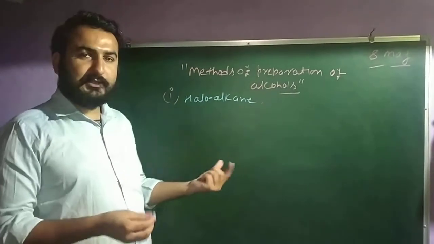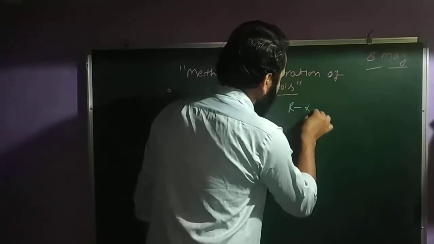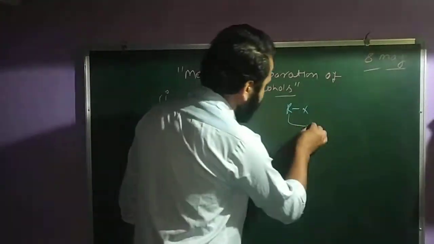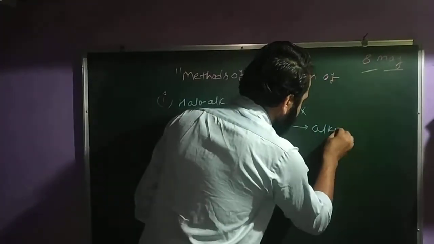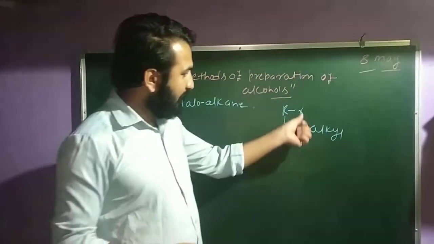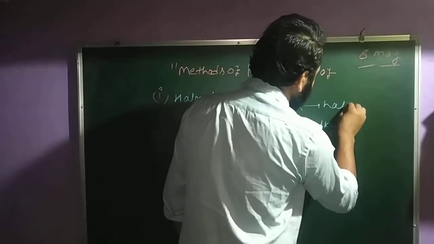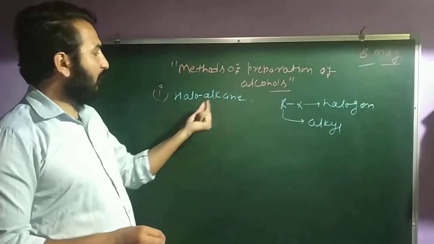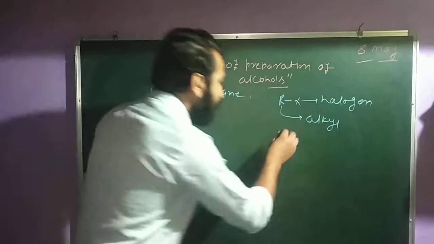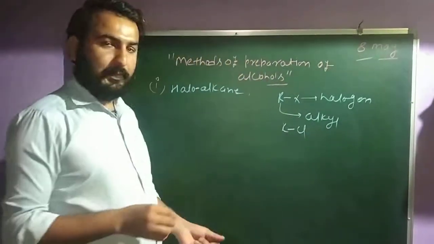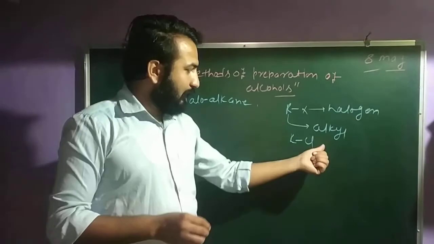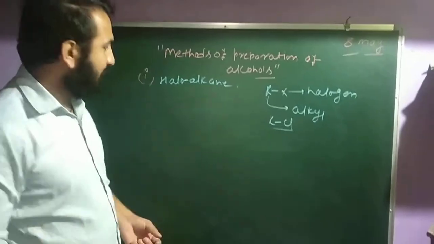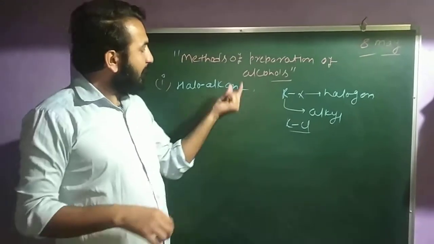Haloalkane. And what is haloalkane? So we all know that this RX type compound is known as haloalkanes. This R stands for the alkyl group and this X stands for halogen. So this is called haloalkanes. Suppose you have RCl, this R is any alkyl group and this Cl is any halogen, and this one is called the haloalkanes. Clear?